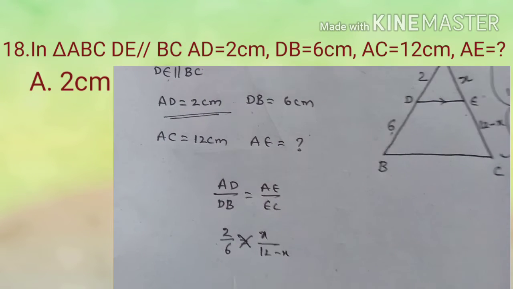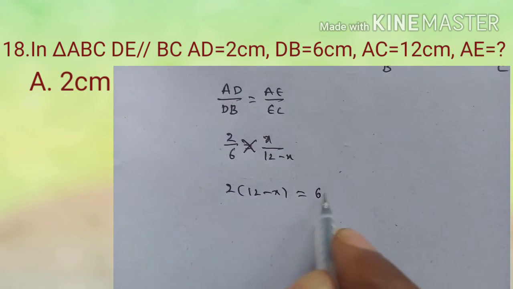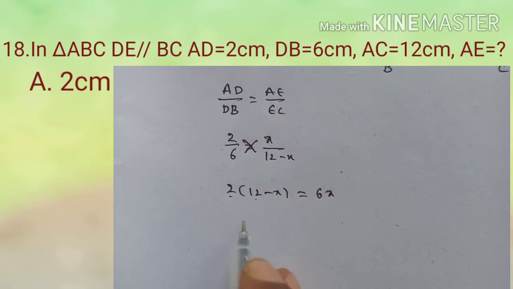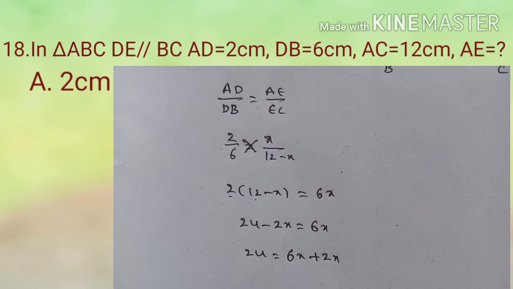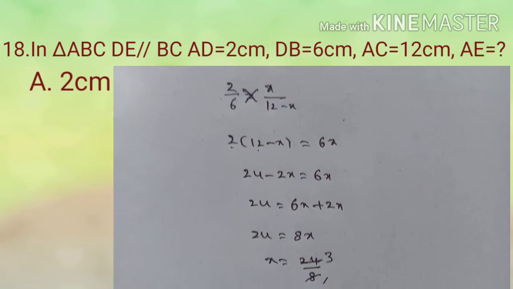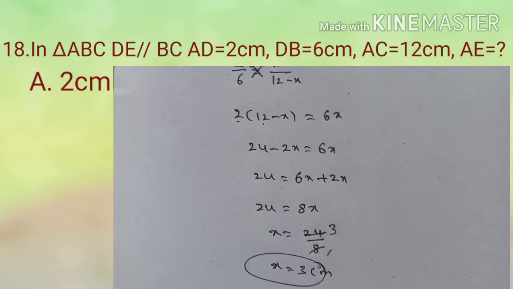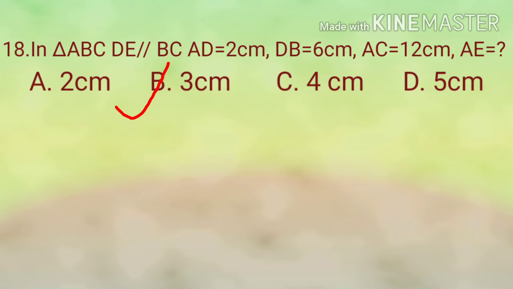Apply cross multiplication. So 2 into 12 minus X is equal to 6X. 2 into 12 is 24, minus 2x, is equal to 6x. So 24 is equal to 6x plus 2x, transposing. So 8x is equal to 24, X is equal to 24 by 8, and the value of x is equal to 3 centimeters. Option B is correct.